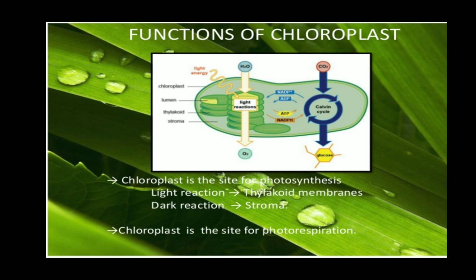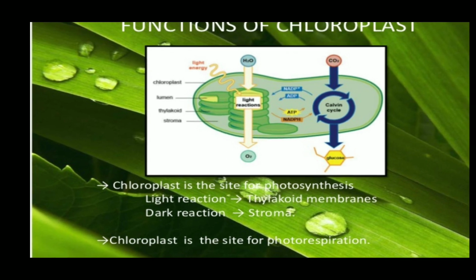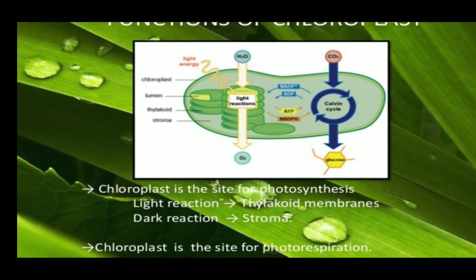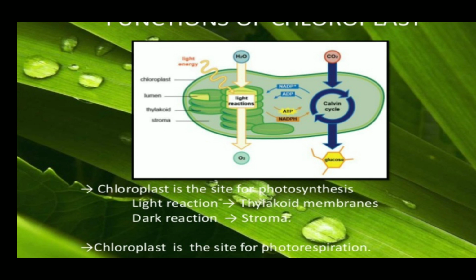And then what are the functions of chloroplast? It's very clear that the chloroplasts perform the function of photosynthesis, right? So this chloroplast is the site of photosynthesis. The light reaction as well as the dark reaction of photosynthesis takes place inside the chloroplast. The light reaction takes place in the thylakoid membrane, and the dark reaction takes place in the stroma, right? So here you can see the Calvin cycle.